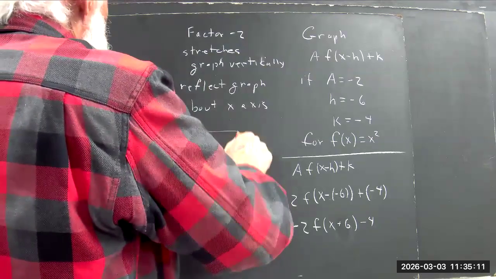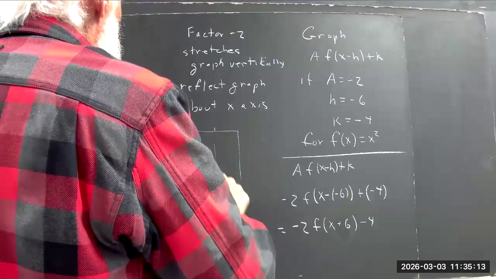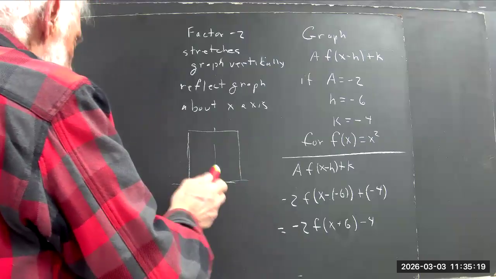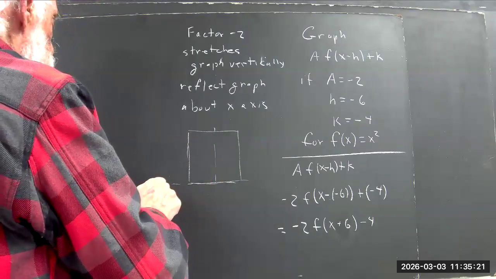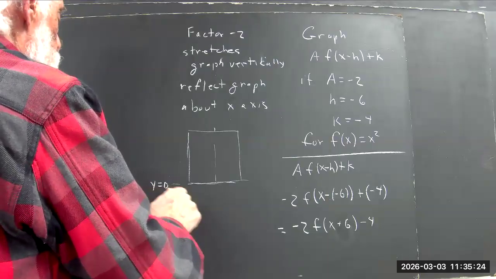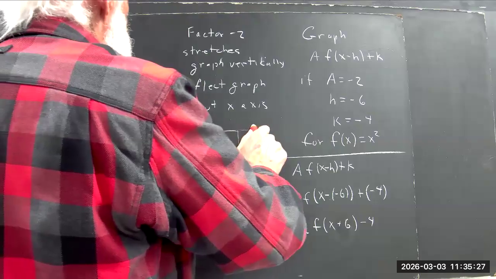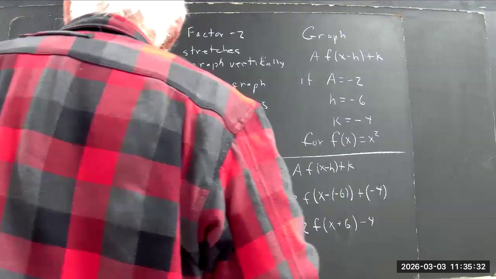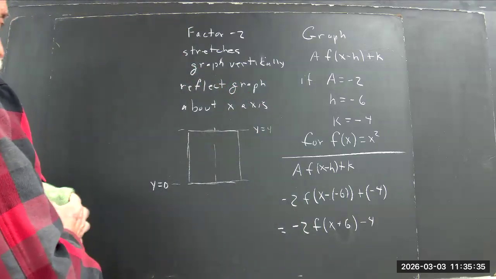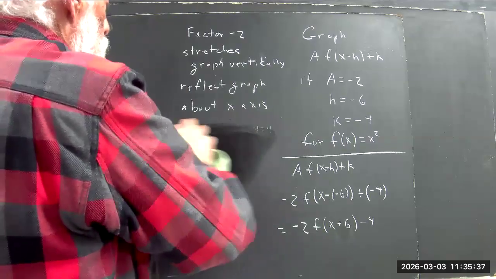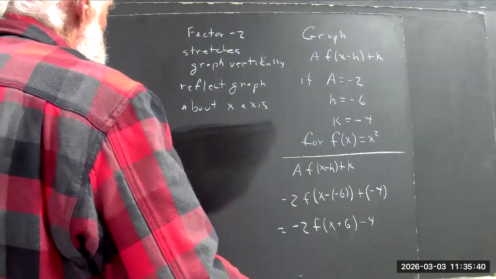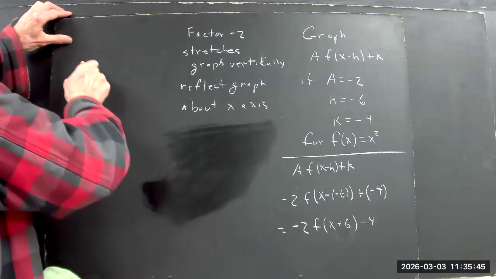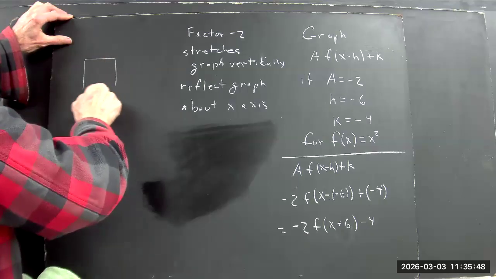Without going through all the detail of sketching a graph of y equals x squared, we know what it looks like. Here's the x-axis for y equals 0. We're going to go up to y equals 4. And already I got myself in trouble. So I'm going to start that over. I'm going to do it over here because I need more vertical room. Okay. So again, I'm just going to draw a square.